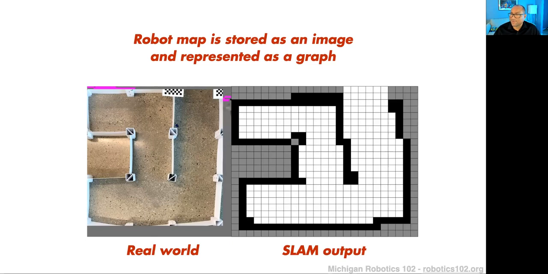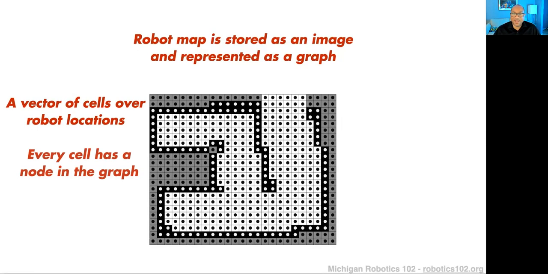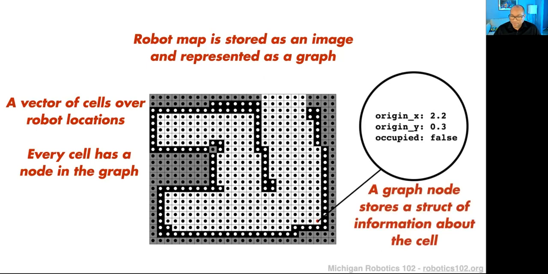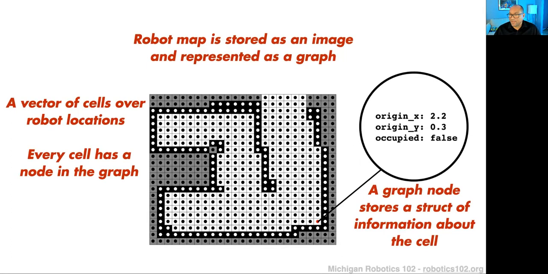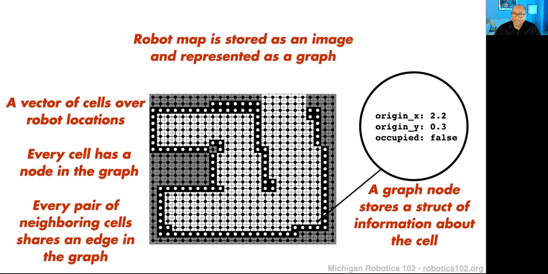We're going to treat those as occupied because there might be something there and there might not be. Once we have this, we're going to store it in our program as a vector of cells over robot locations. Every cell is represented by a node in our graph. Each cell stores the location of the point in the overall map coordinates, whether the cell is occupied or not, and other information that we're going to need in order to perform our search. These are important things that we store about each cell. And we should also note that every pair of neighboring cells will share an edge in the graph.